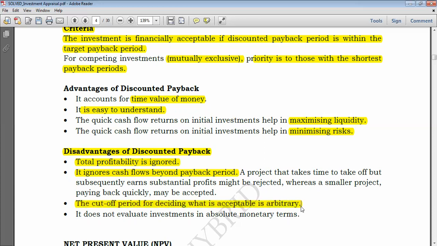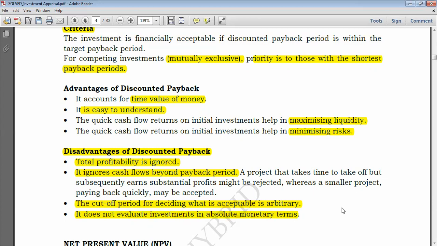Because when using discounted payback period, as I said here in the criteria, you set the target payback period. How do you know if your target is appropriate? How do you set your target payback period? You just decide it in an arbitrary manner. So the cutoff period for deciding is arbitrary, with no sufficient ground for it. But also you're told it does not evaluate investment in absolute monetary terms. Of course, this is done only by NPV.